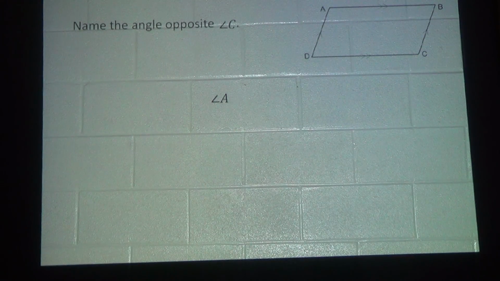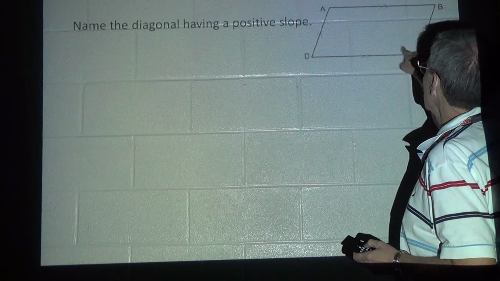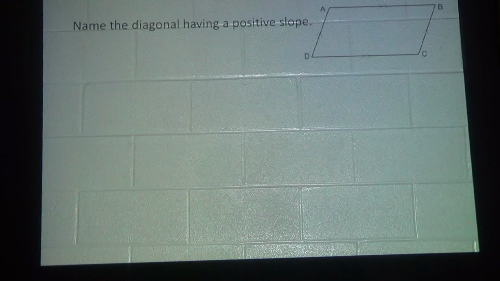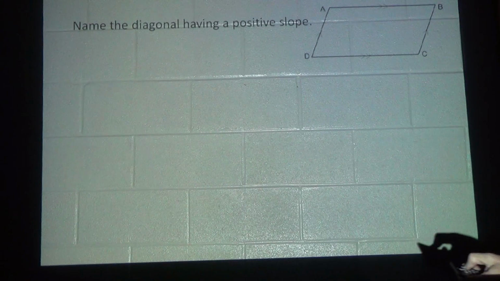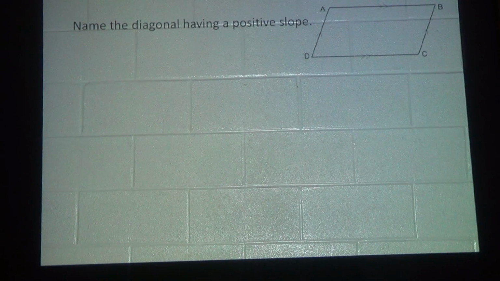All right, example 6. Okay, name the diagonal having a positive slope. So I have one diagonal going across here and one diagonal going across here. So what we're looking for is the one that goes up as it goes from left to right. So the only one that's going to be going up as it goes left to right is DB. Okay, and since it is a line segment, we're going to identify it as such.